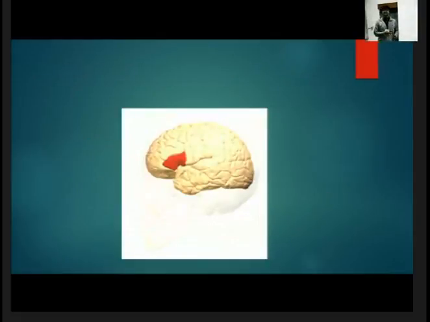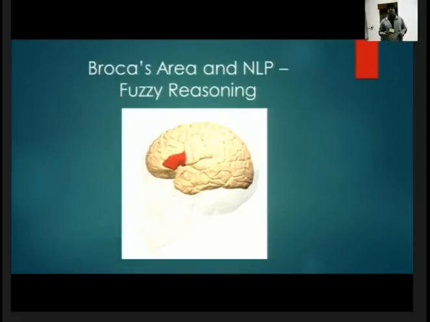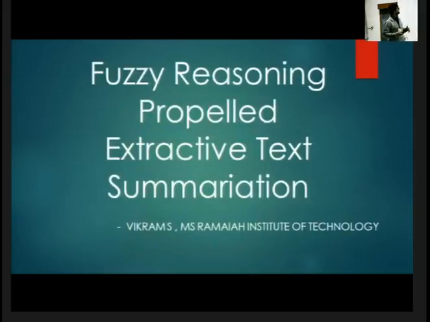So there's this area, this is a human brain, mine is slightly smaller. There's this area in red which I highlighted, that's called the Broca's area. And the Broca's area is the backbone of natural language processing. It's been found that the Broca's area is highly fuzzy in nature. And that's what I'm trying to say. This is my topic. I'm doing an extractive text summarizer based on fuzzy logic because, and if you're wondering why the other guy also did something on extractive text summarization, he copied me.